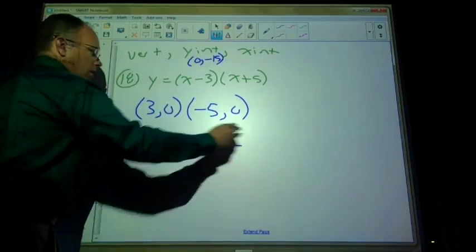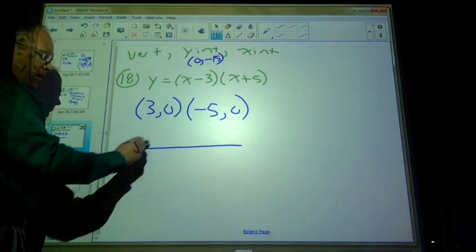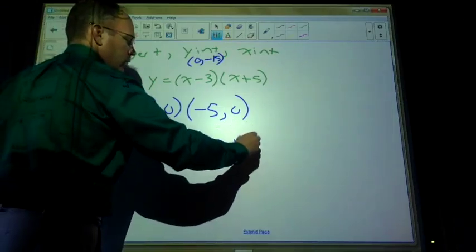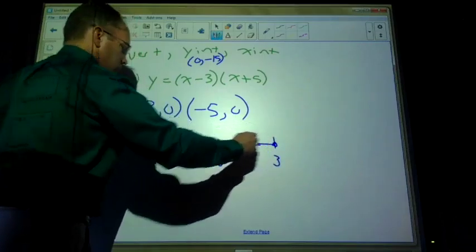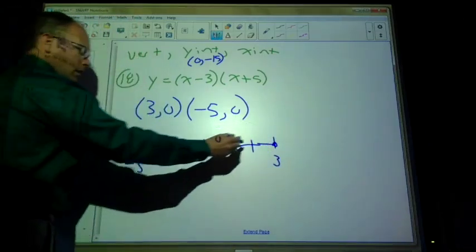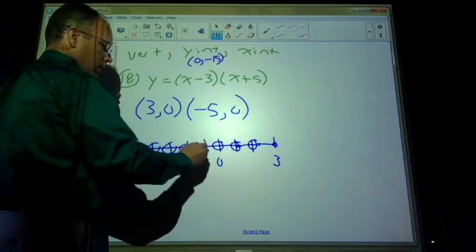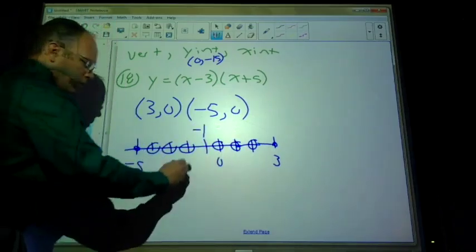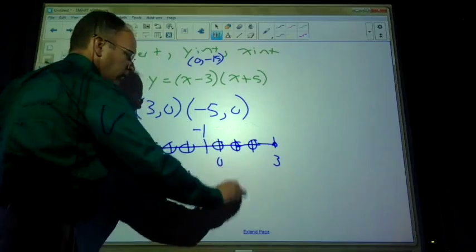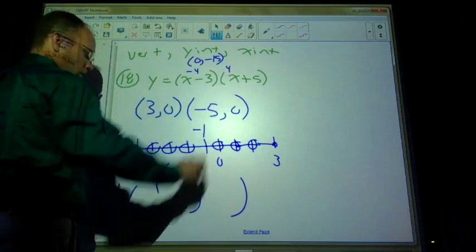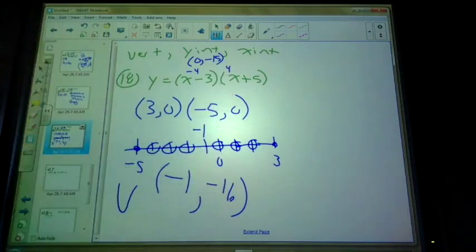Logically, so -5, -4, -3, -2, -1, 0, 1, 2, 3. Okay, so come in, 1, come in, 1. Looks like a -1. So we're trying to find our vertex, plug it in. So that's going to give me -4, 4. Sweet.